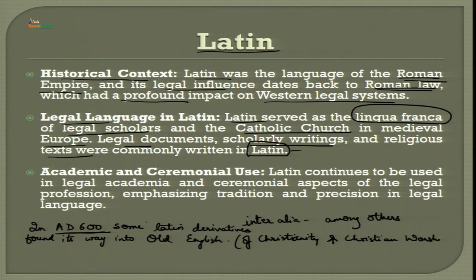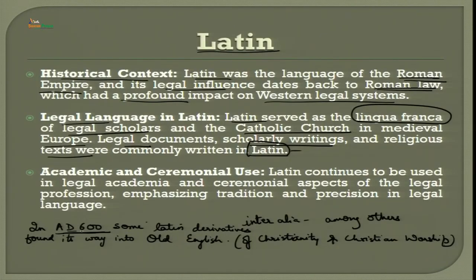I am going to tell you about certain other Latin words which were a part of Christianity, like monk, sometimes priest. Many words that we use now were a part of the Latin language, and I'll tell you how they evolved. So in AD 600 some Latin derivatives were used like this. For example, let's talk about Pope, and let me take a blank slide so that you can understand it in a much better manner.